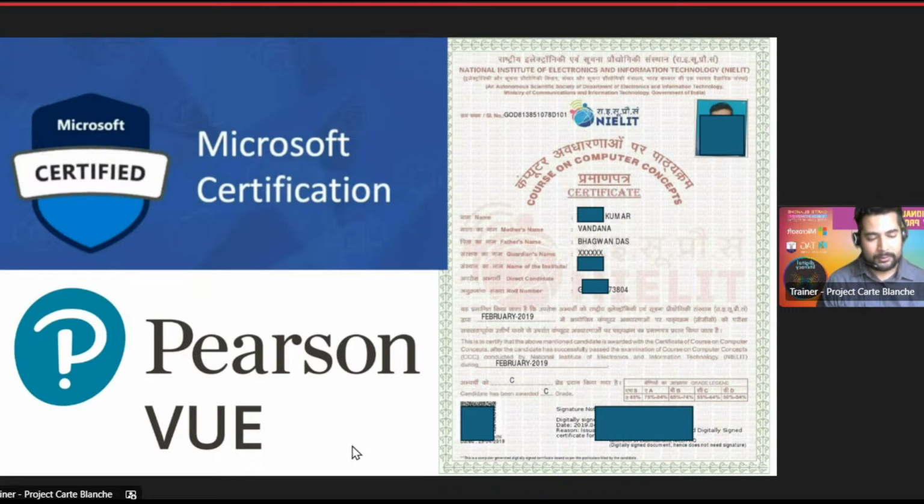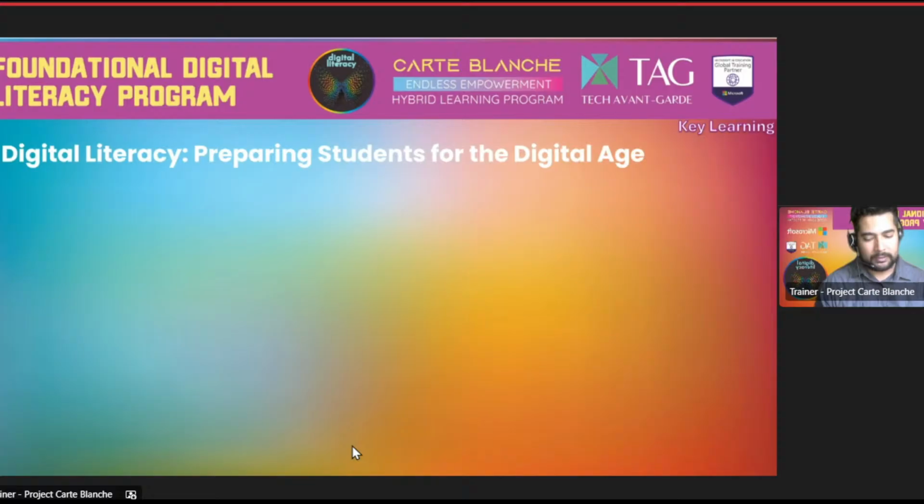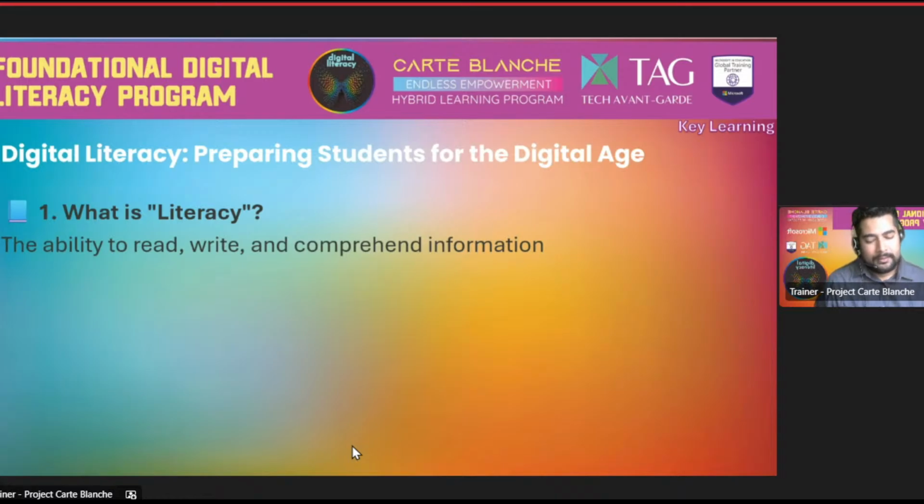Okay, now let's get into the topic of digital literacy. Digital literacy comes from a combination of 2 words. If you can see it, there are 2 words, one is digital, one is literacy. Now what is literacy? That's the first question. Let's understand first about literacy. The ability to read, write, and comprehend information is literacy.